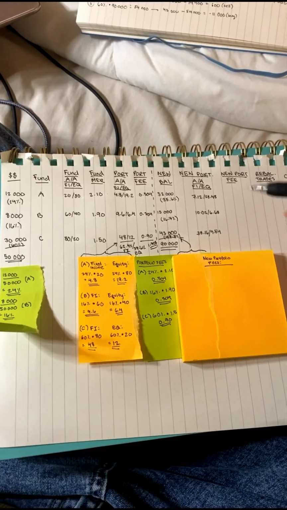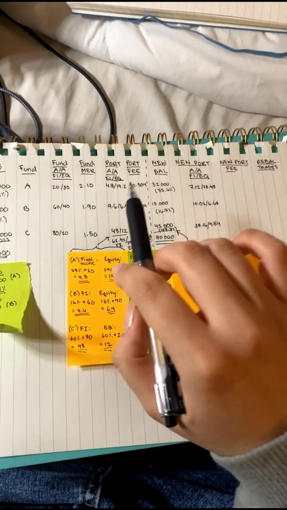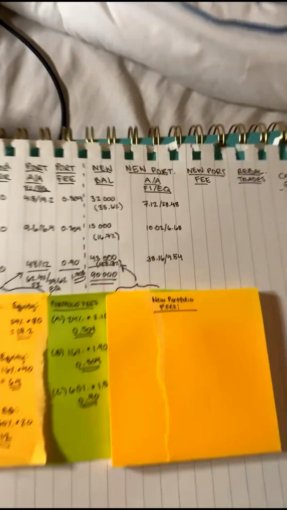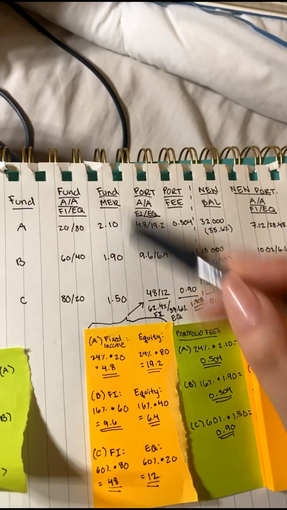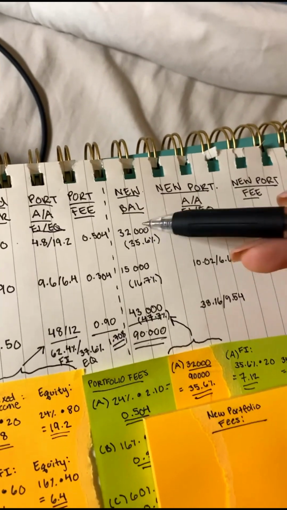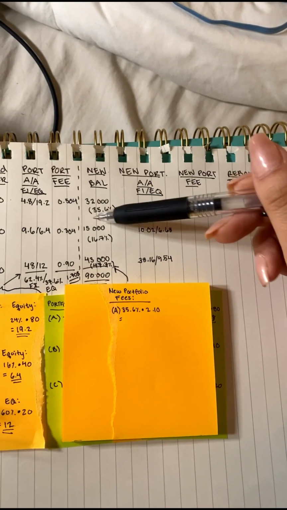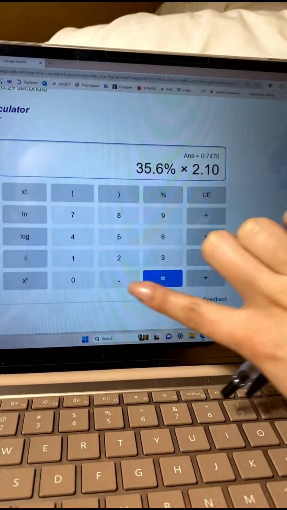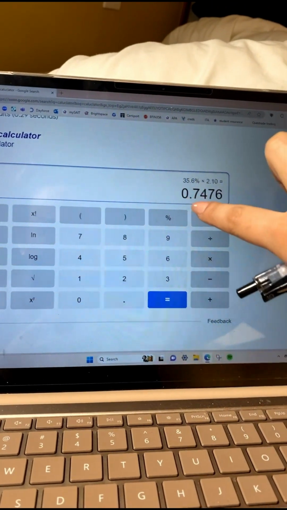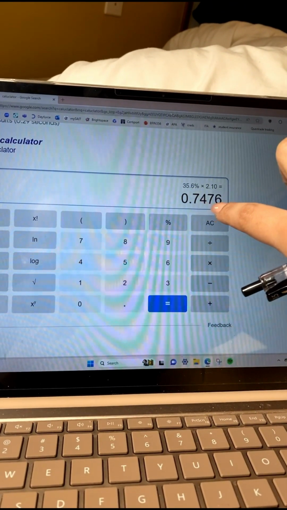Now, for your new portfolio fees, you do the same thing you did for the original portfolio fee. So remember, that's your percent times your MER. The MER is given. You're just using your new percents. So your new 35.6% times MER of 2.10, 0.748.